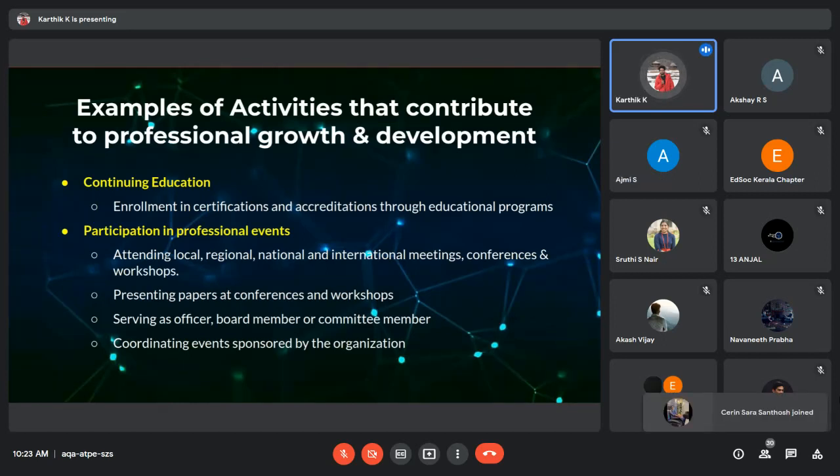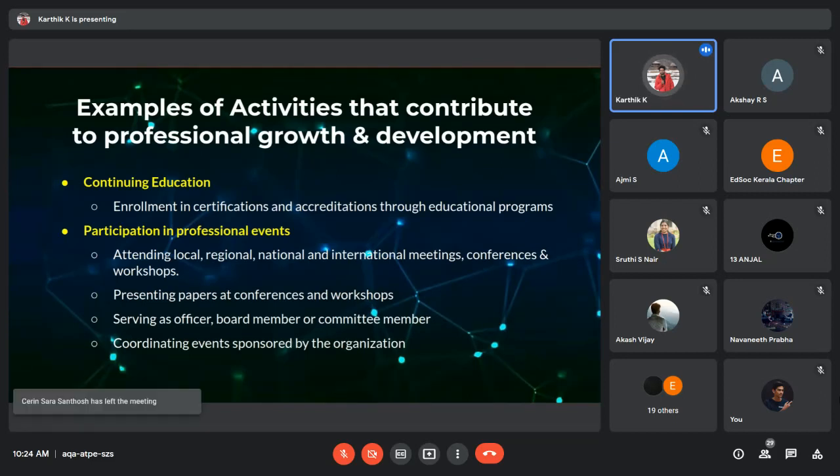The next one is participation in professional events. Attending local, regional, national and international meetings, conferences, workshops, etc. can be done in order to grow yourself professionally. You will get n number of networking opportunities in these kinds of events. It may be from industry, from academia, or from your nearby college itself. You can meet so many people and share your ideas, and you can also conceive their ideas if they are good. That is another vertical of IEEE.